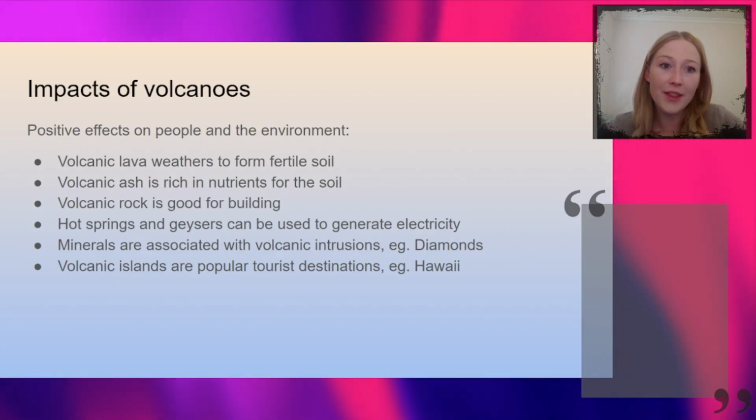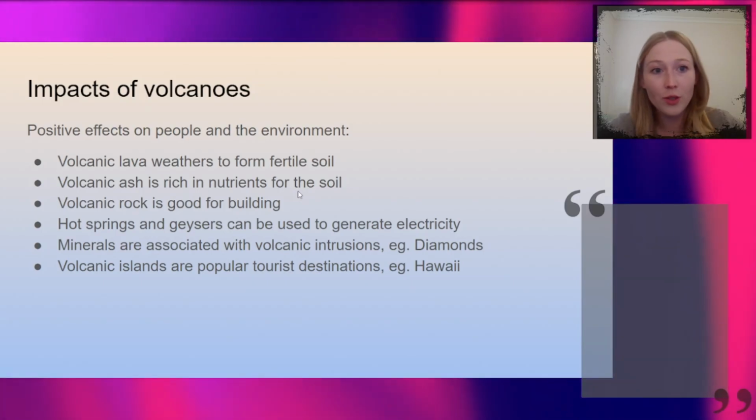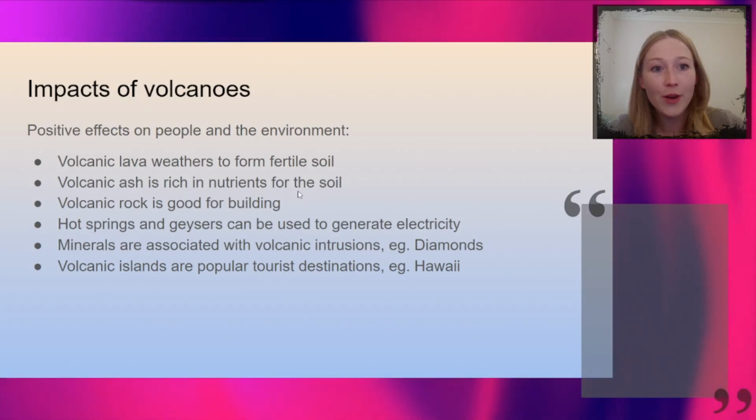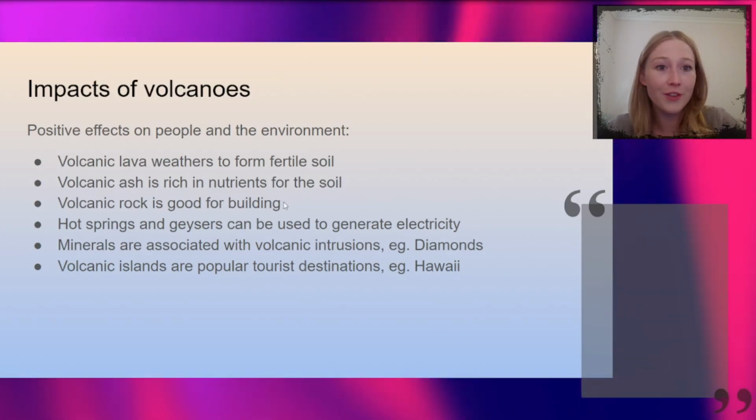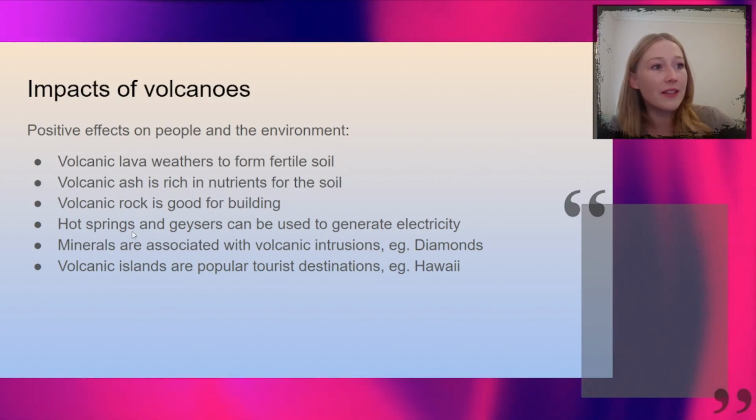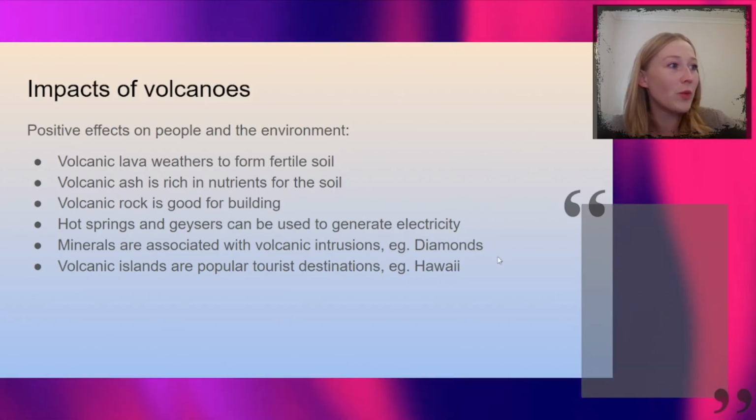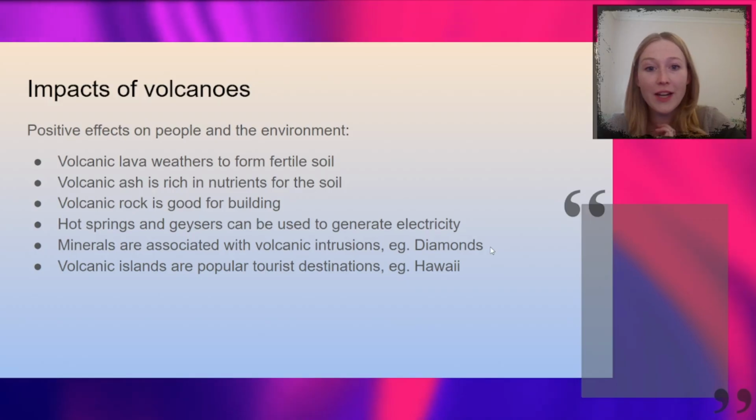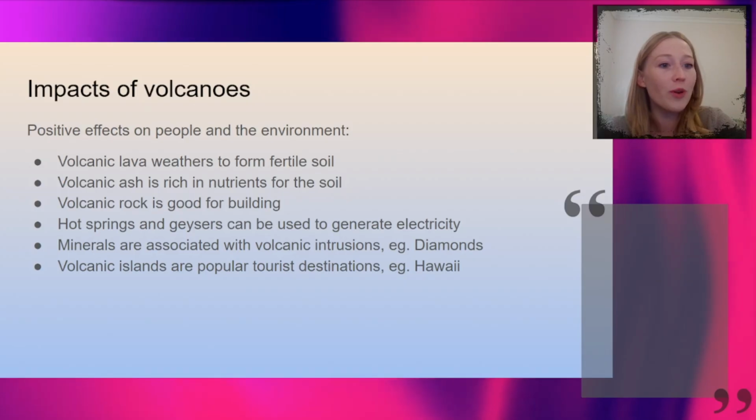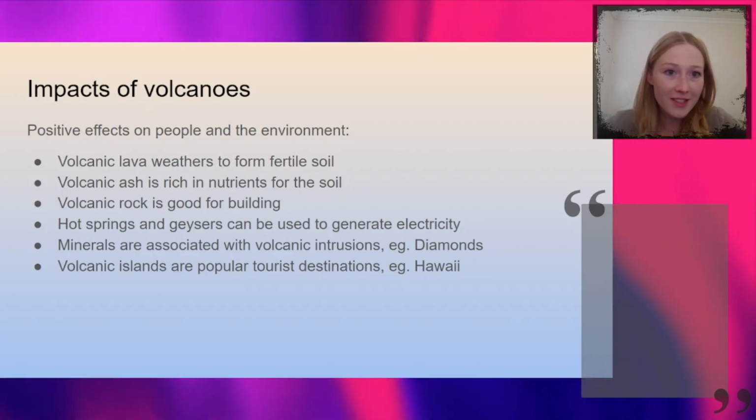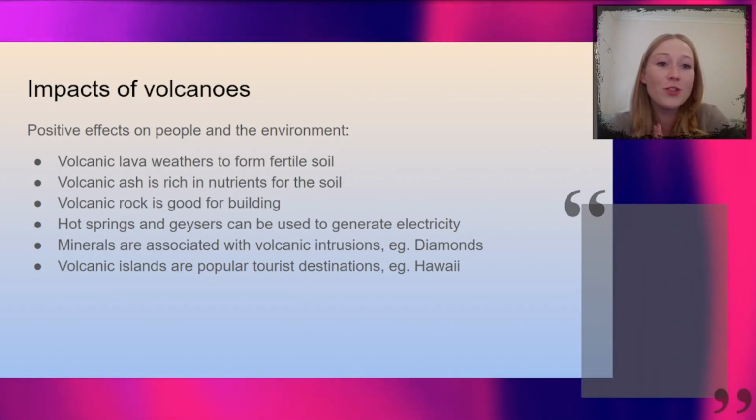Once that lava and the ash weathers away, it can produce very fertile soil. So it's good for farming, it's good for agriculture. The rock itself can be very good for any type of building, another great natural resource. And the heat from springs can be used to produce electricity. We typically find a lot of minerals and valuable stones in or around volcanoes, diamonds being a nice example. And of course, people are generally fascinated by volcanoes and would like to go see them or visit them, making it a nice tourist destination.